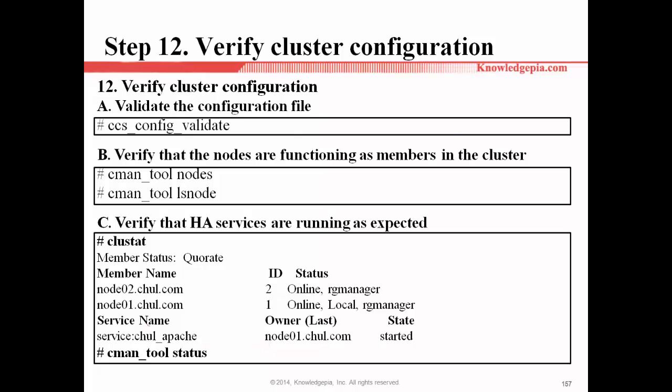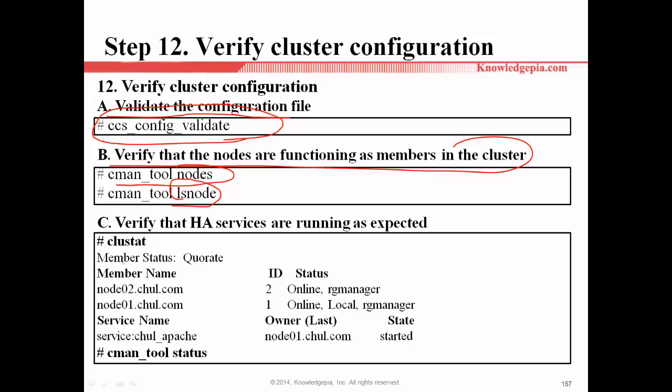12. Verify cluster configuration. First one, validate the configuration file, then ccs_config_validate. Then this will check or validate our cluster configuration file in /etc/cluster. B, verify that the nodes are functioning as members in the cluster. Then we can use this command, cman_tool nodes, cman_tool ls nodes. Verify the HA, the high availability services, are running as expected.